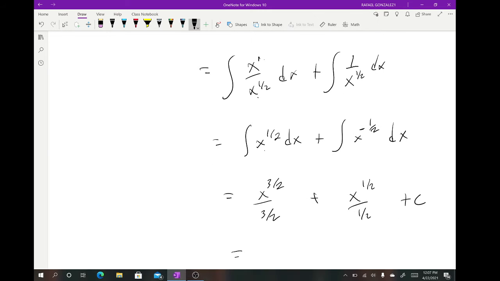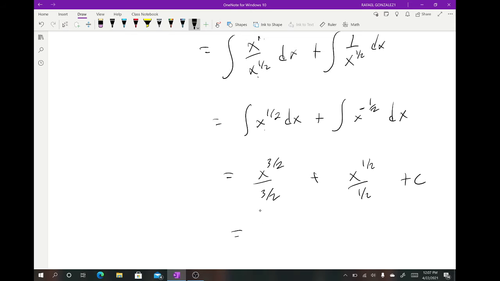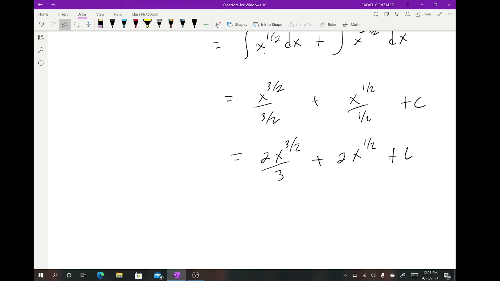And finally, you just have to fix this up a little bit because we don't want to have a complex fraction here. So this becomes 2x to the 3 over 2 over 3 once you do it, plus 2x to the 1/2 plus c. And that will be your solution. You could try to rewrite it and factor and whatnot. You don't have to, but you could do it. It wouldn't be too big of a deal if you did.